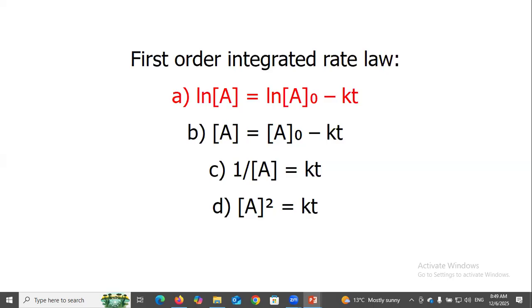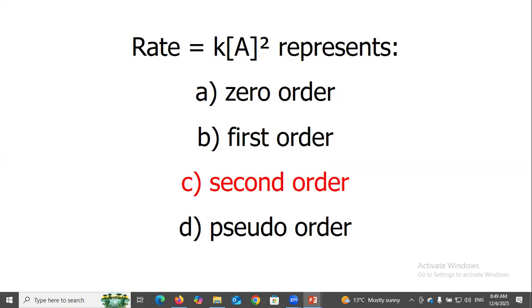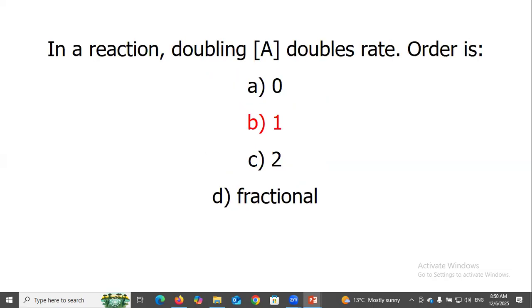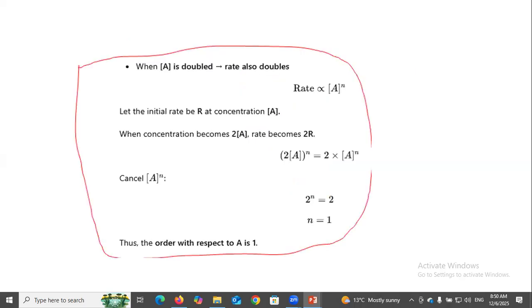First order integrated rate law, ln A equal to ln A naught minus Kt. Rate equal to K A squared represents second order. Unit of K for third order reaction is liter squared per mole squared per second. In a reaction, doubling A doubles rate, order is 1. When A is doubled, rate also doubles.